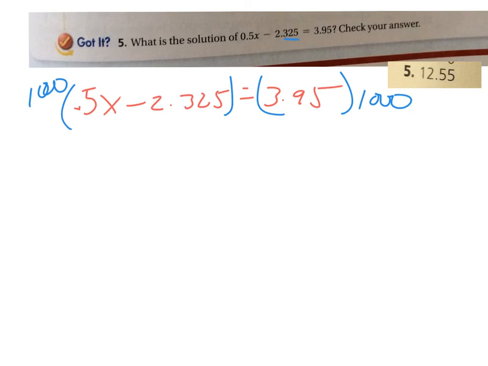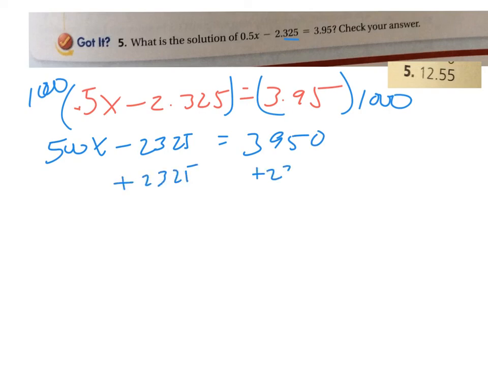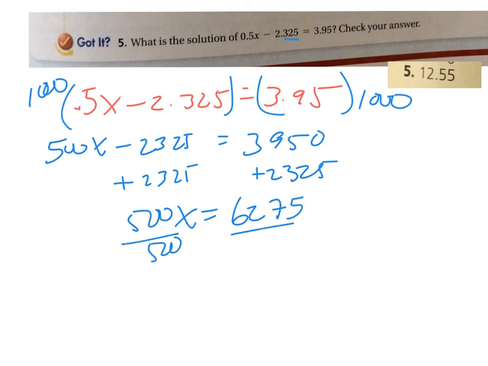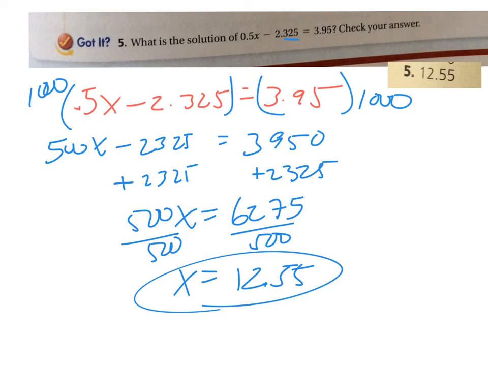Alrighty, so we're going to distribute the 1,000 here, so we're going to get 500x minus 2,325 equals 3,950. We're going to add that 2,325 over to both sides. And we get 500x equals 6,275. Go ahead and divide off the 500. And x then is 12.55. And again, noticing, wiping out those zeros, one of the nice things with decimals, makes them pretty slick. So, there you go.